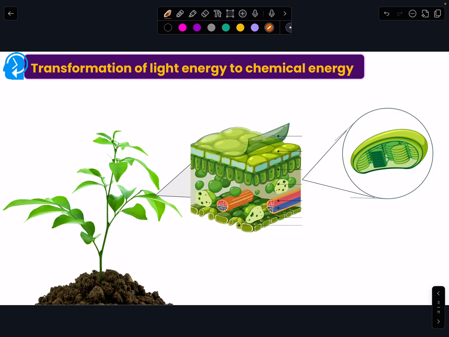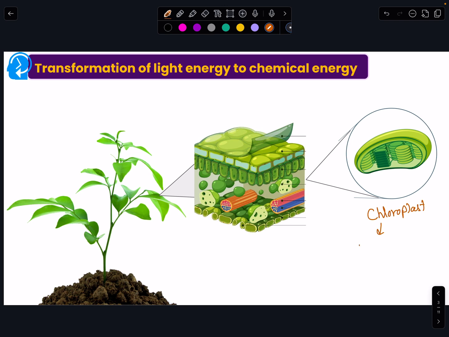This specialized organelle that we see in the case of palisade and spongy cells, we call it the chloroplast. That means the main organelle which is responsible for the process of photosynthesis is the chloroplast, or we can say that the site for photosynthesis is the chloroplast.